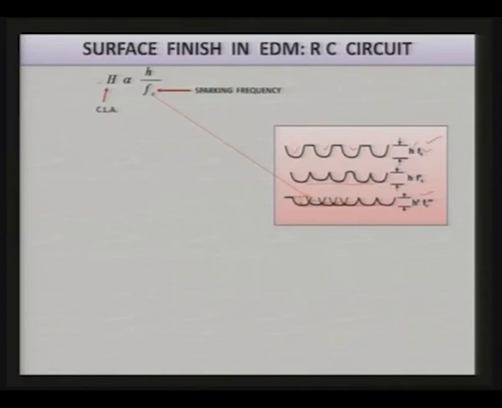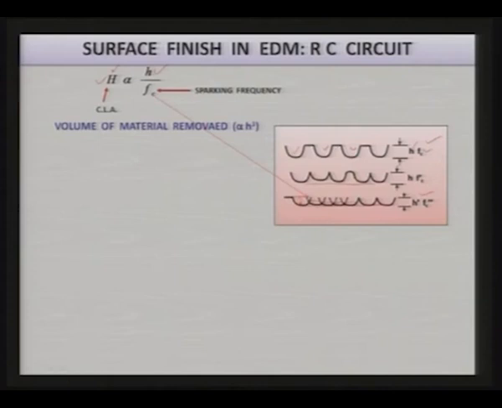So, capital H, that is the central line average value, is proportional to h, the depth of the crater, and inversely related to F_c, the charging frequency, because the larger the charging frequency, the lower is the value of h, and the larger the value of the small h, that is the depth of the crater, the larger will be the CLA value.